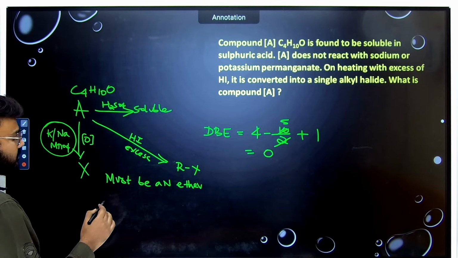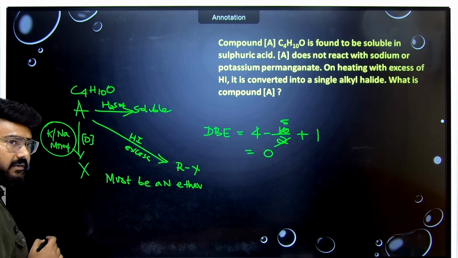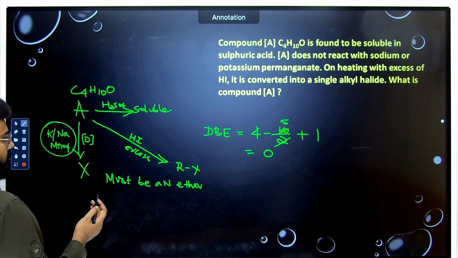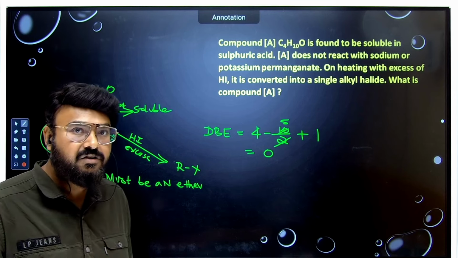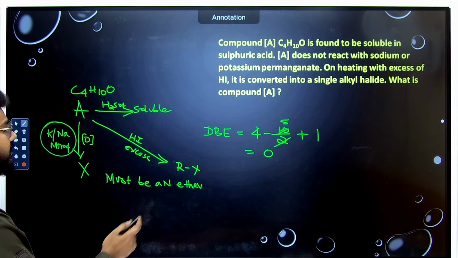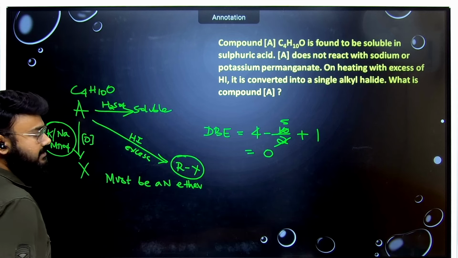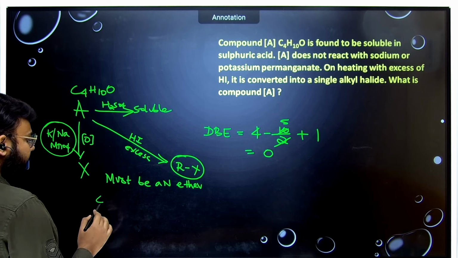So let's write a reaction. So 4 carbon, so it must be a diethyl ether. So write it down. And why diethyl ether only? Because it says only one type of alkyl halide is there. So that is why. So let's write the formula.